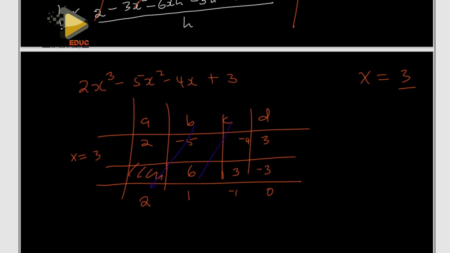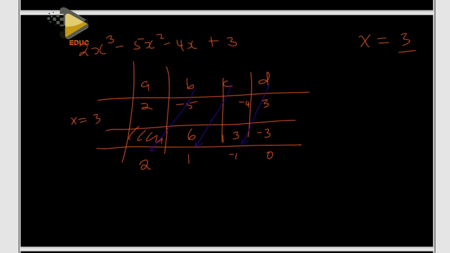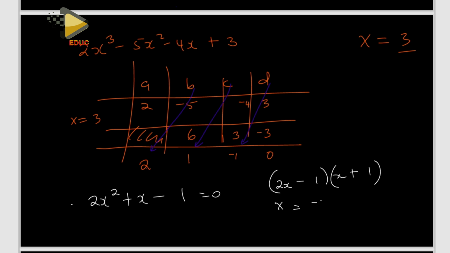And then I will draw my diagonals. So this, and then that. So which means I'll have 2x squared plus x minus 1 as my new quadratic, which I need to solve. Or you can use the long division. You still end up with the same thing. So it's going to be 2x and x, 1 and 1. I can make this a plus and a minus. So x is a half, or x is -1.